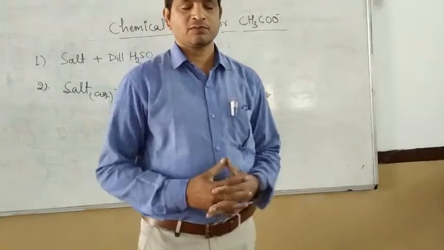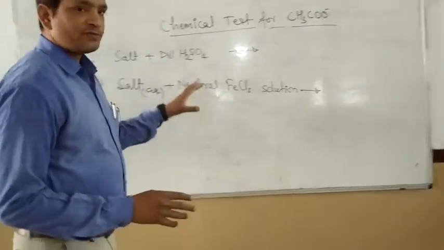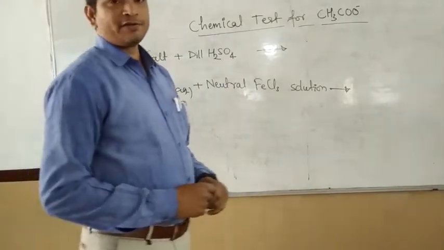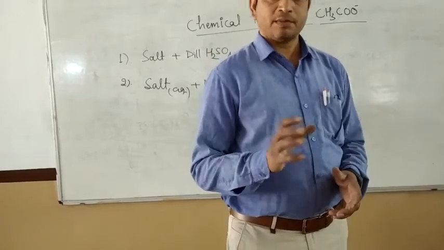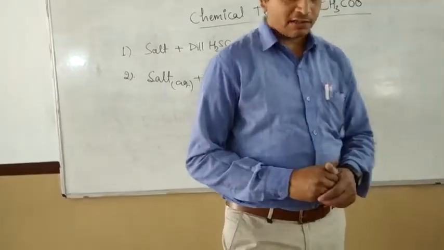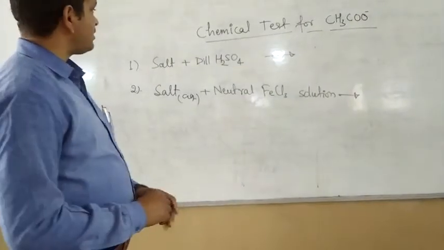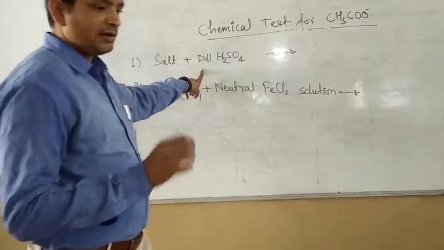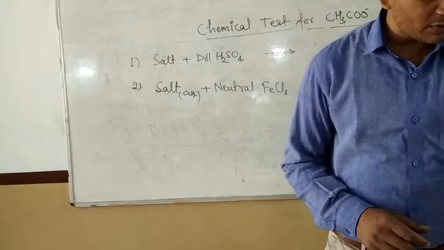Okay, once again children, welcome you all here. In this video we will see the chemical test for acetate ion. How will we confirm the presence of acetate ion in the given salt? For that we will perform 2 experiments. In the first experiment we will take the salt, and to it we will add a little amount, like 2-3 ml of dilute sulfuric acid, and we will see the observation.